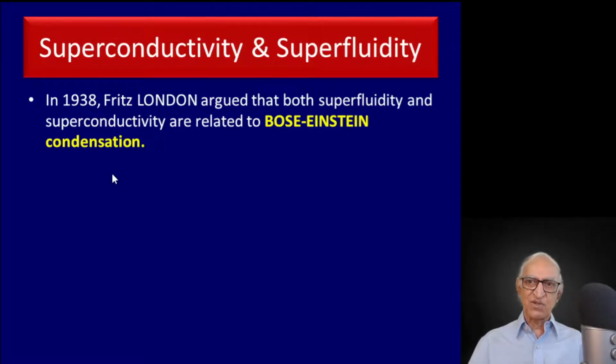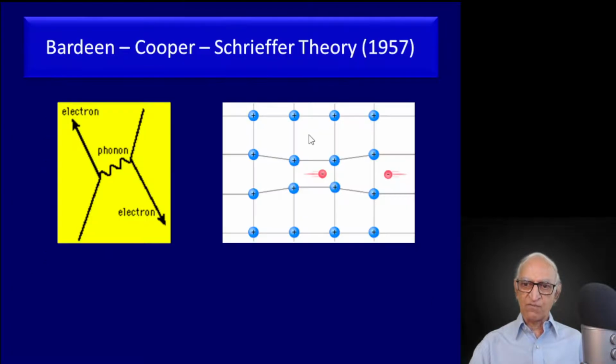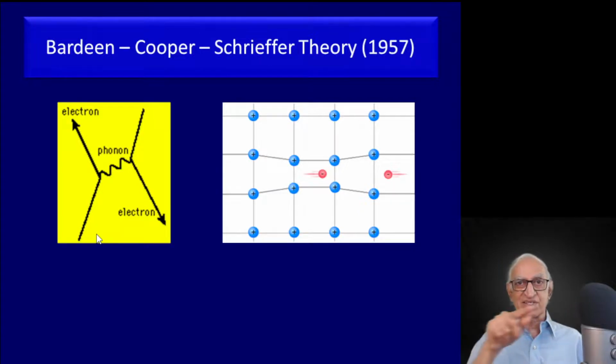So what Fritz London argued was both superconductivity and superfluidity are in some way related to the phenomena of Bose-Einstein condensation. In 1957, Bardeen, Cooper, and his student Schrieffer developed the mathematical theory of superconductivity, for which they were awarded the Nobel Prize for Physics. And that theory says that electrons, as you know, individually obey Fermi-Dirac statistics and Pauli's exclusion principle. So they cannot all be in the zero momentum or zero energy state. So they cannot undergo the phenomena of Bose-Einstein condensation.